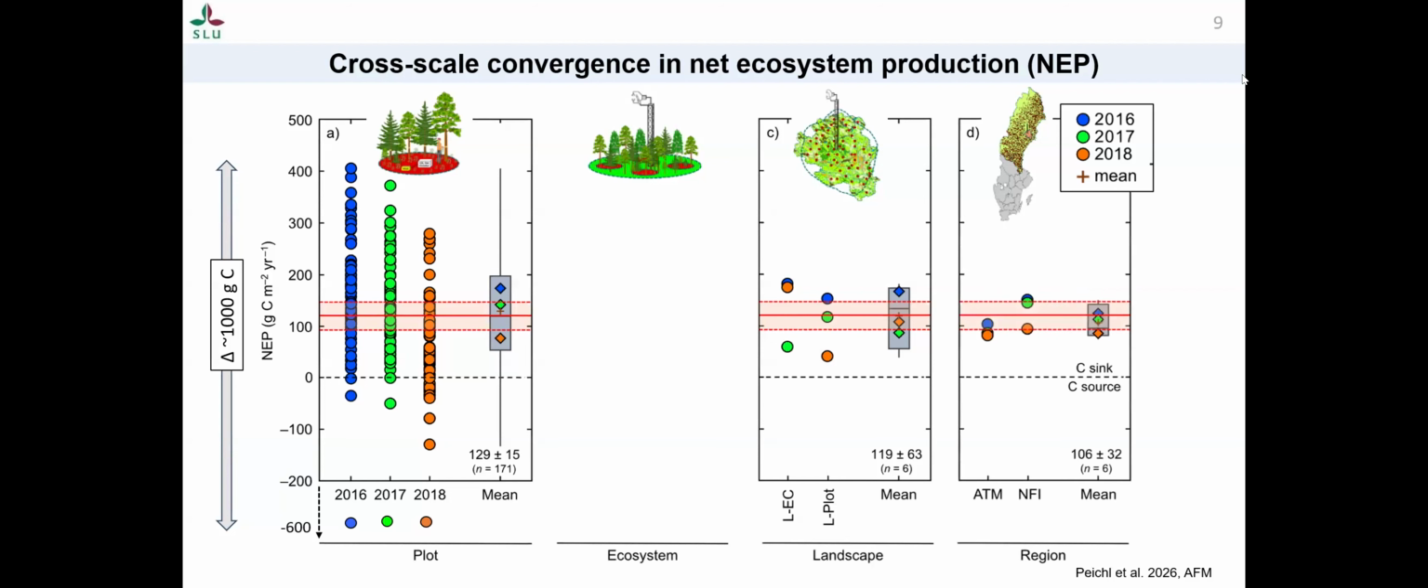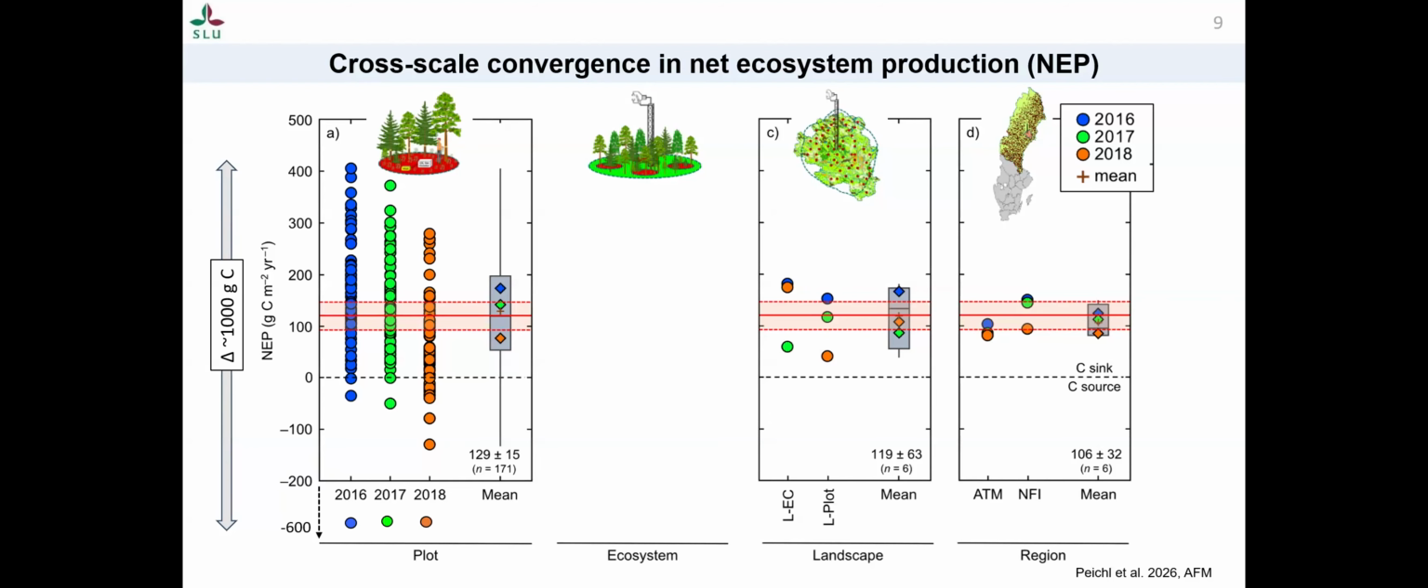At the regional scale, we have our atmospheric approach using the atmospheric concentration measurement with transport modeling. And we have the NFI-based, plot-based bottom-up approach. And here we also find that they converge to a similar mean carbon uptake compared to the landscape and plot scale. Here at the regional scale, even the interannual patterns match. So both methods suggest 2018 to be the year with the lowest carbon uptake.